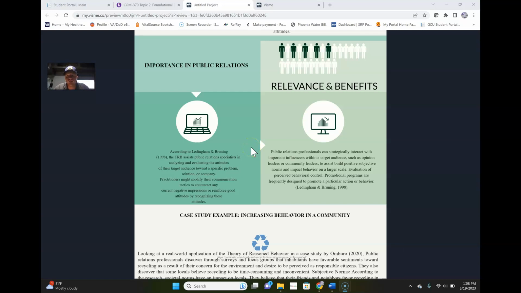According to Ajzen and Bruning of '98, the TRB assists public relations specialists in analyzing and evaluating attitudes of their target audience toward a specific problem, solution, or company. Practitioners might modify their communication tactics to counteract any current negative impression or reinforce good attitudes by recognizing these attitudes. Relevance and benefits: public relations professionals can strategically interact with important influences within a target audience, such as opinion leaders or community leaders, to help build positive subjective norms and impact behavior on a larger scale.